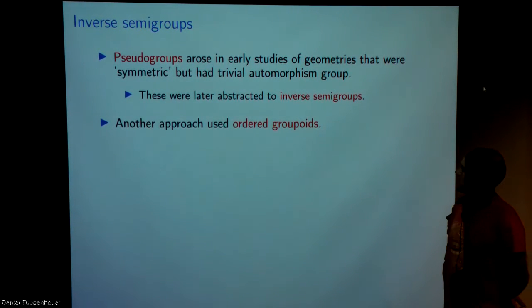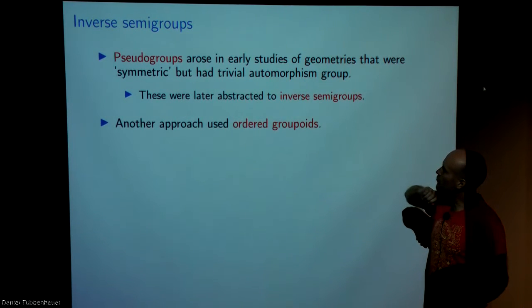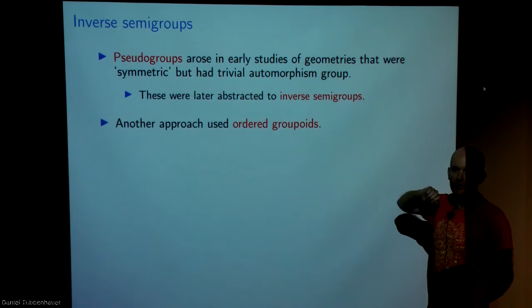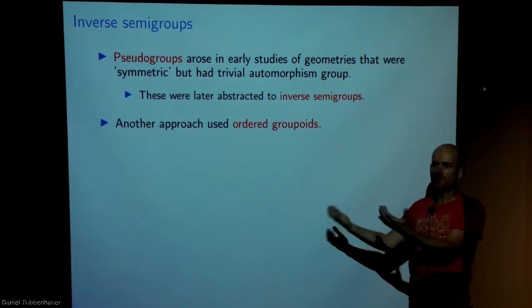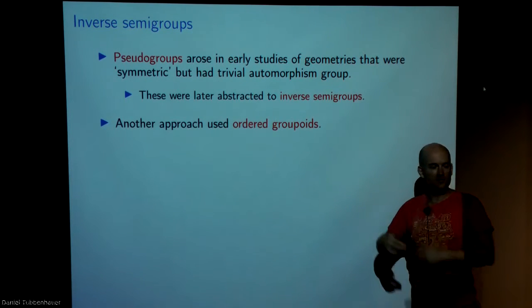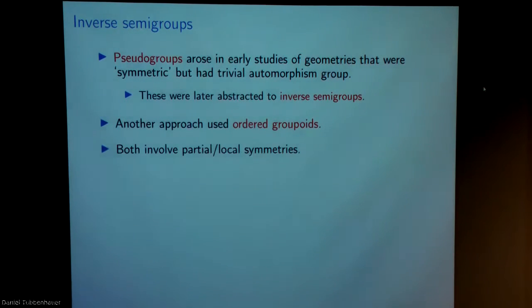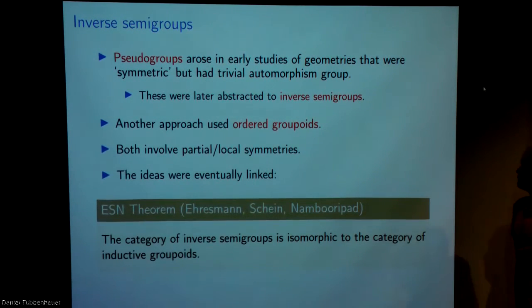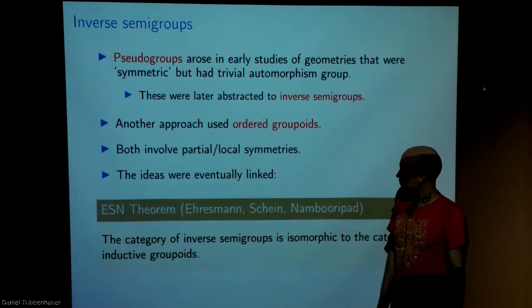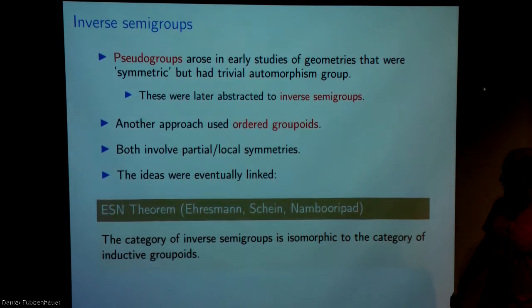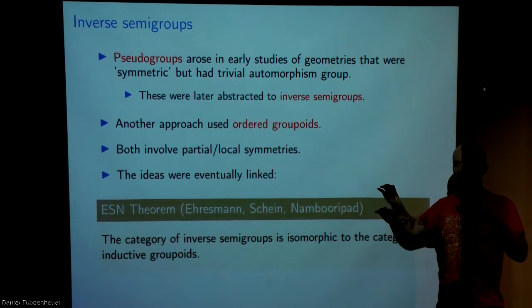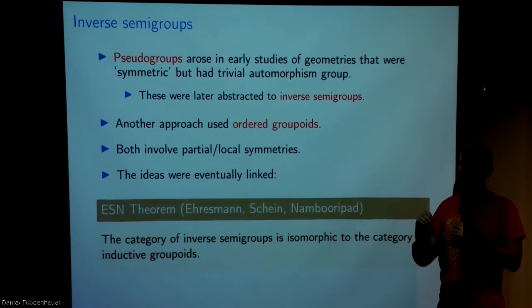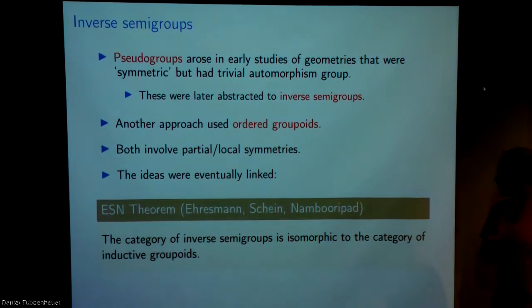And another approach to this problem used not semigroups, but ordered groupoids. So groupoids meaning, you've got these bijections, you're only allowed to compose things when domains match up perfectly, but there's an idea of being able to restrict these things as well. So these both involve, like I said, partial or local symmetries, and eventually, and I mean really eventually, there's this nice theorem that says not only is this kind of two different ways to look at the same thing, but it's essentially the same way to look at the same thing, just with different languages.